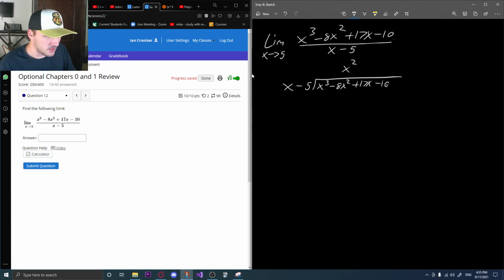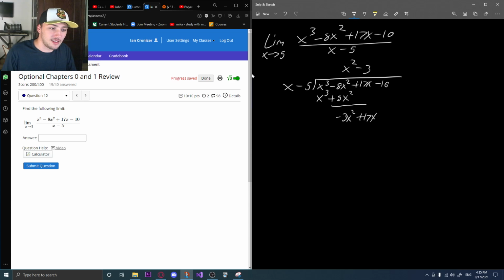Okay, x squared times. It's going to be x to the third plus 5x. Negative 8 plus 5, negative 3. That seems different already. Negative 3x squared plus 17x. Negative 3x times. This is going to be 3x squared. Technically, that's negative. Negative times a negative is a positive, so that's going to be negative 15x. 17 minus 15 is 2.